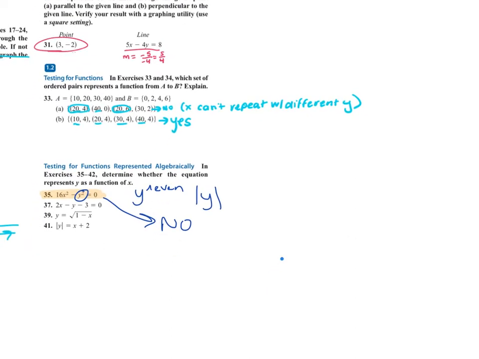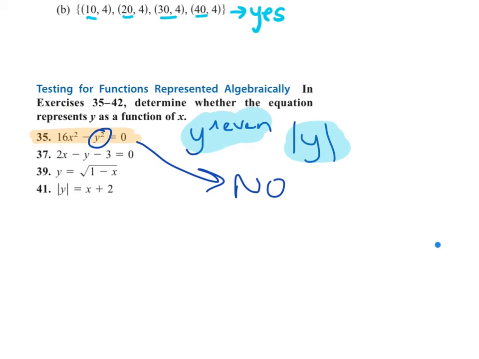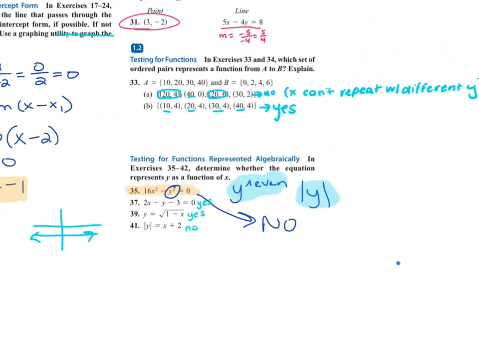Then comes the test based on the equation. So remember that y can't be raised to an even power or put in absolute value. That means that 35 is going to be a no, 37 is a yes, 39 is a yes, and 40 is a no.